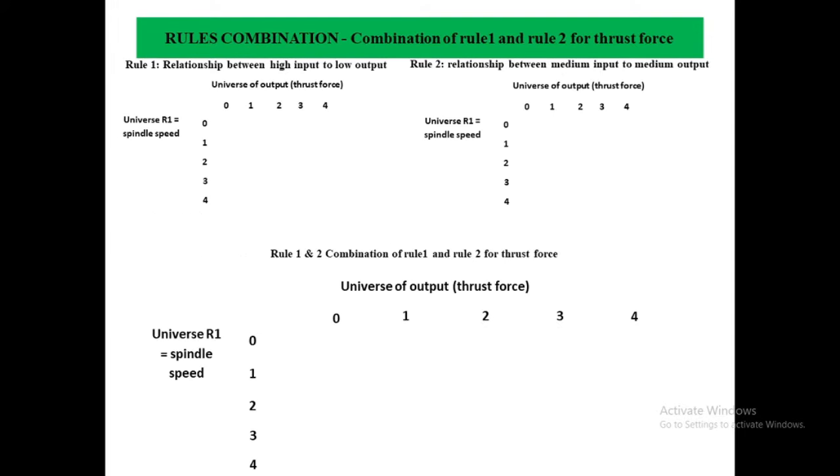Okay, after that, rule combination is the next step. How do I combine rule 1 and rule 2 for thrust force? Here the table for rule 1, the relationship between high input to low output, is available. Rule 2, the relationship between medium input to medium output, is also available. So I picked those two tables from previous slides. I frame those tables like this. Here 0, 1, 2, 3, 4 are the first terms, and 0, 1, 2, 3, 4 in the other direction is known as the universe partitioning of membership functions.